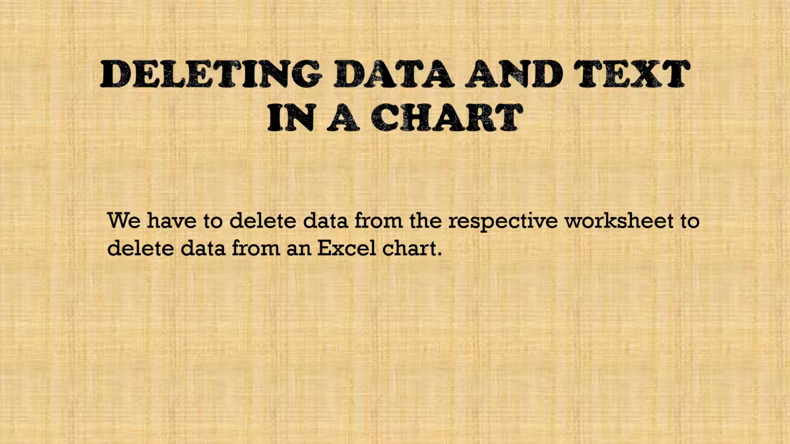Since data in the table and chart is interconnected, if we want any change to be done in the chart, for example, suppose I want to delete data from the chart, for that, first I have to delete data from the respective worksheet. As soon as I delete data from the worksheet, the same will be deleted from the Excel chart. Once again, I am repeating, both chart and data in the table are interconnected. And so if you make any change in the data in the table, it will automatically be reflected in the chart.